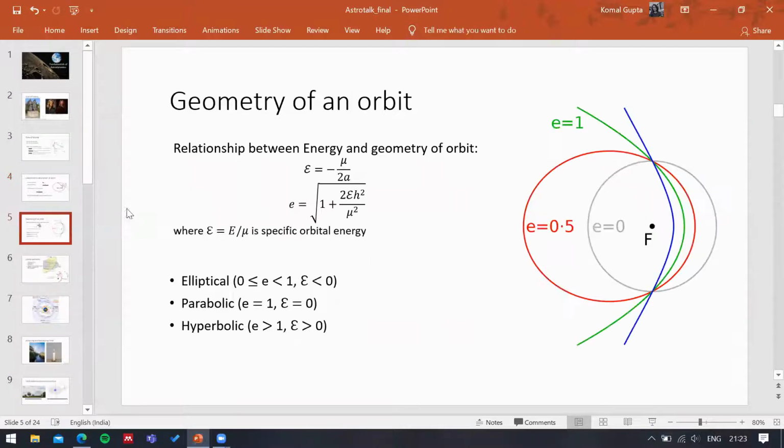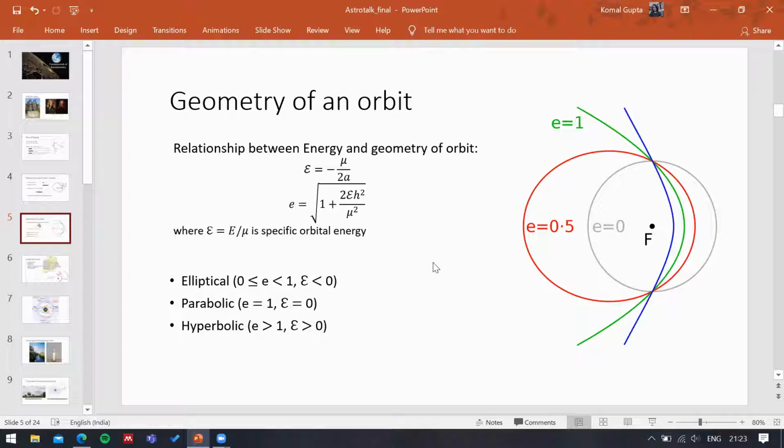Now I can move on to geometry of an orbit. Now, orbits, you all must have heard of elliptical orbits and parabolic orbits, hyperbolic orbits. These orbits differ from each other in terms of their energy. And geometrically, they differ from each other in terms of their eccentricity, but that is dependent on their energy. And there are some formulas here, but let's ignore that for the moment.